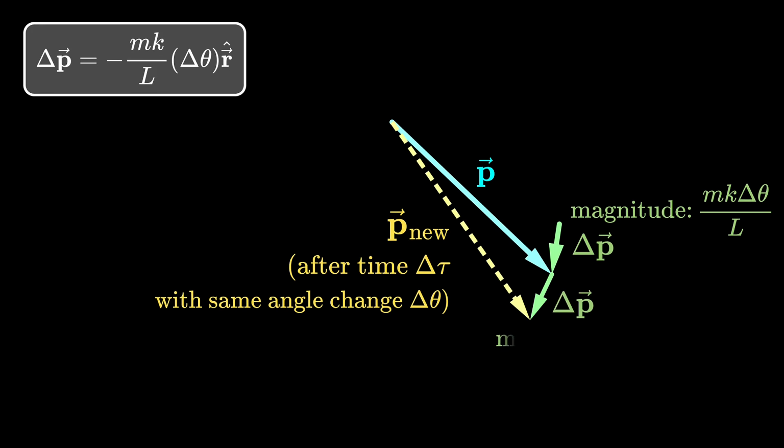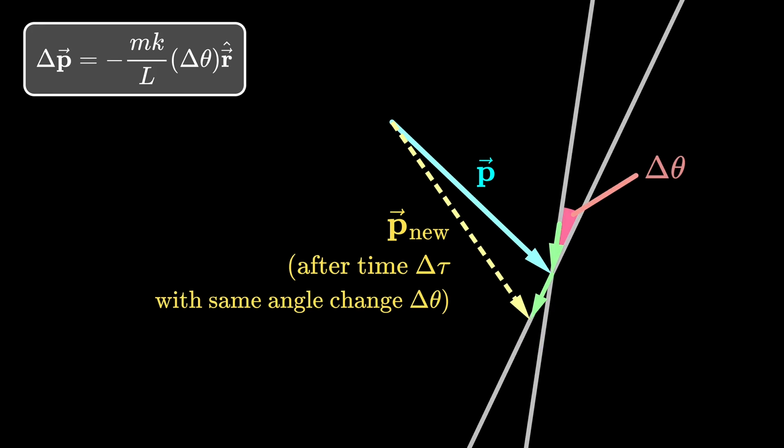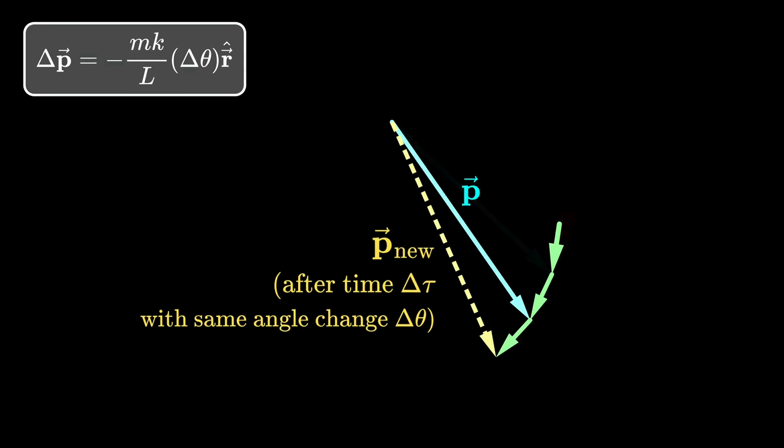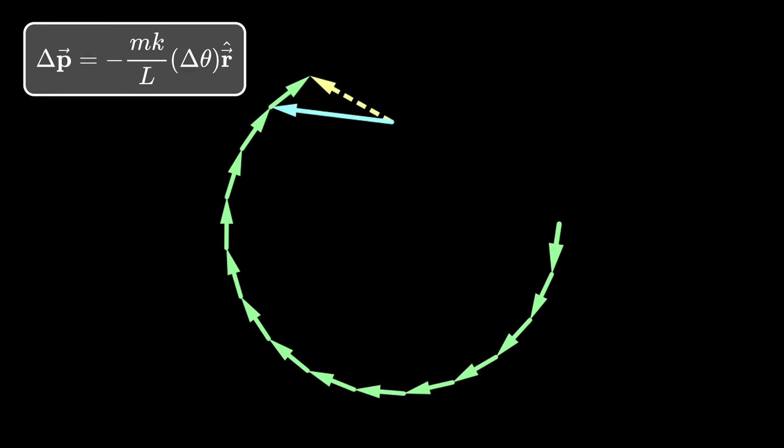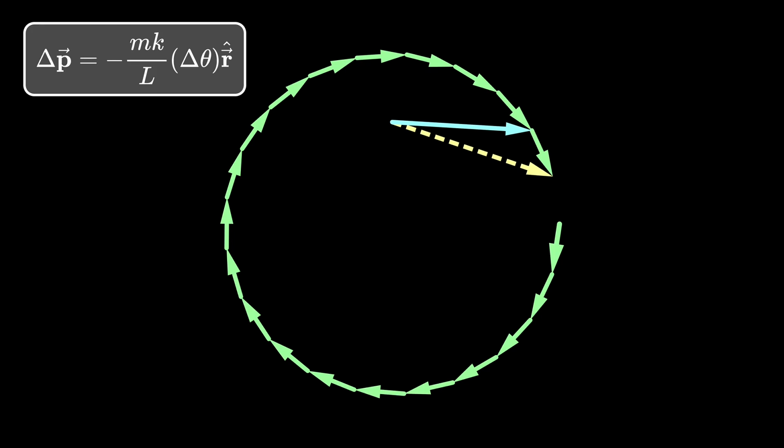That makes the two delta p's have the same magnitude. Since these delta p's point in the opposite direction as the position vector, the angle between them is also delta theta because the position vector has shifted by this angle. If we keep doing this, incrementing not by the same time interval but same change in theta, then these delta p's will culminate in a circle, demonstrating the circular hodograph.